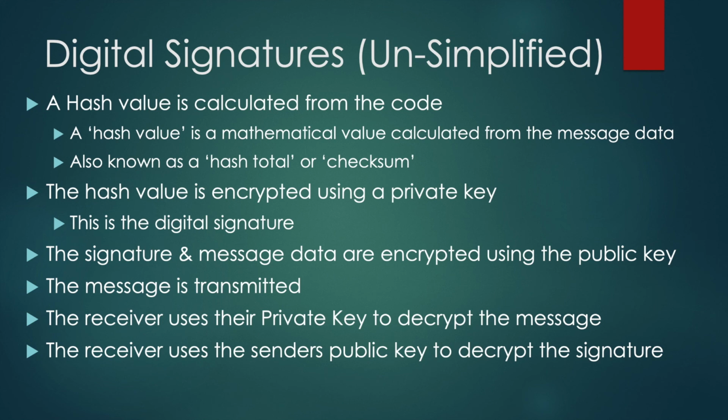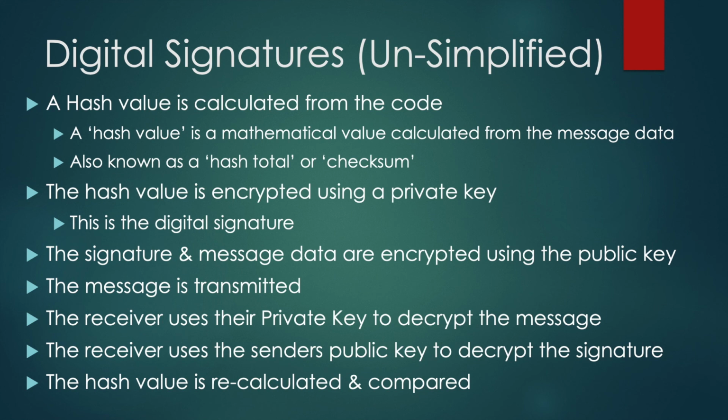Then the hash value is recalculated, and the hash value is compared to the hash value that has been transmitted. So if the data has been modified in any way during transmission, when that hash value is recalculated, it will provide a different result, and you'll know that the data has been compromised in some way.